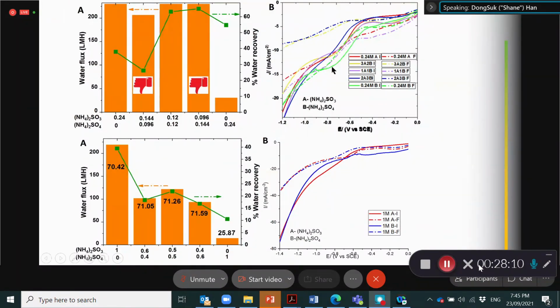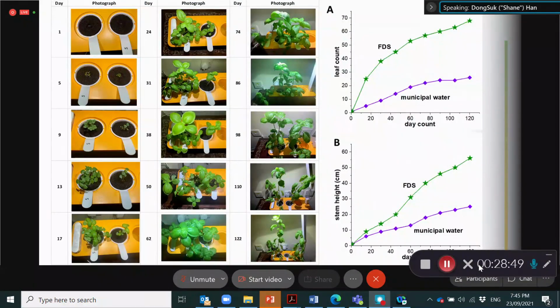We found which one is better, and when you consider 2 cases, we increase the individual concentration of ammonium sulfide and sulfate with a specific ratio, and we test together the hydrogen evolution in the electrochemical system. So we reached a good condition, but we cannot say which one is the best. We are focusing on more water flux and recovery, so maybe this case would be better considering the results. With this optimized result, we applied it to see the growth of the plant in the basin.